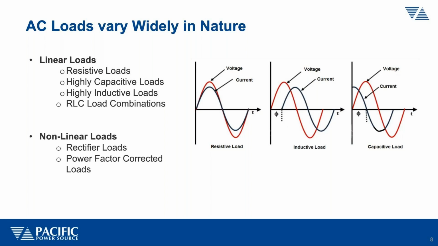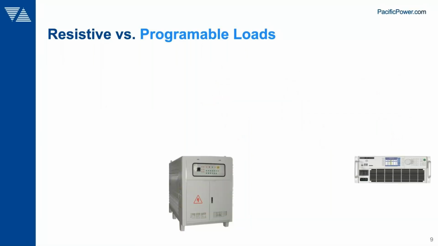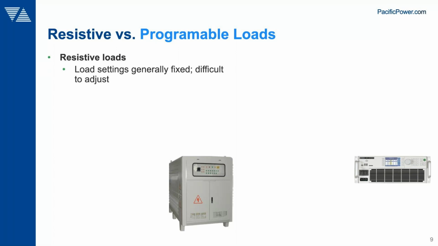Another differentiation to make between loads is those that are resistive loads or resistive load banks versus programmable loads, which are generally electronic loads that can be changed in value. Resistive loads are very common. They've been around for the longest time. They're very simple in nature, but they don't offer a lot of flexibility. Resistive loads are typically fixed, and setting adjustments is generally done through a series of switches or rewiring the load, which is not very convenient, not very flexible.